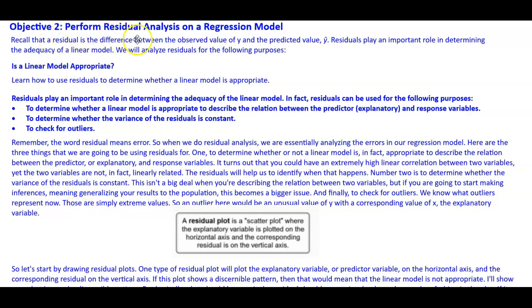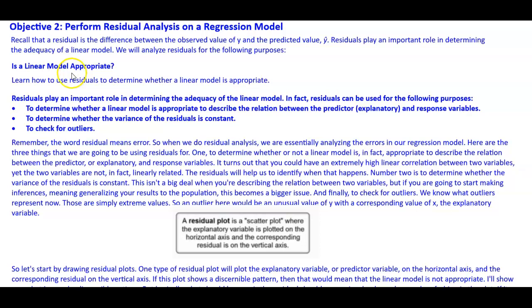Objective 2. Perform residual analysis on a regression model. Recall that a residual is the difference between the observed value of y and the predicted value y hat. Residuals play an important role in determining the adequacy of a linear model. We will analyze residuals for the following purposes.